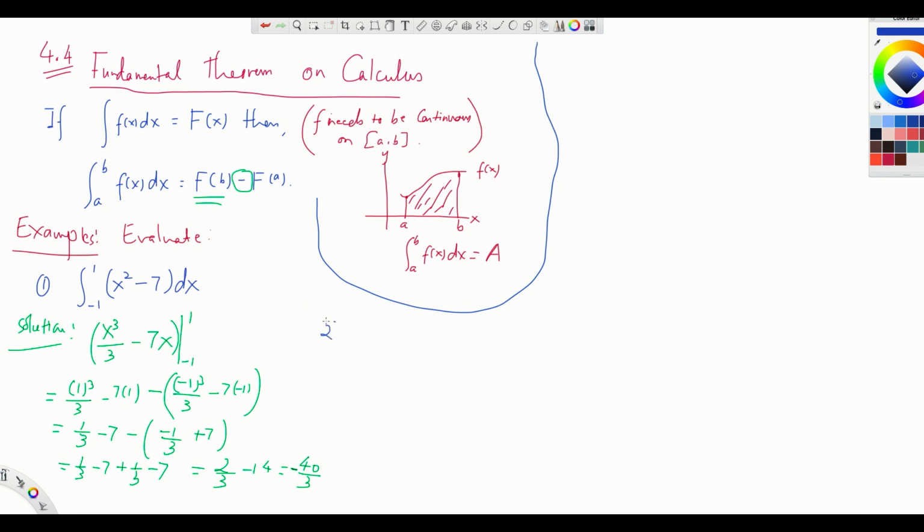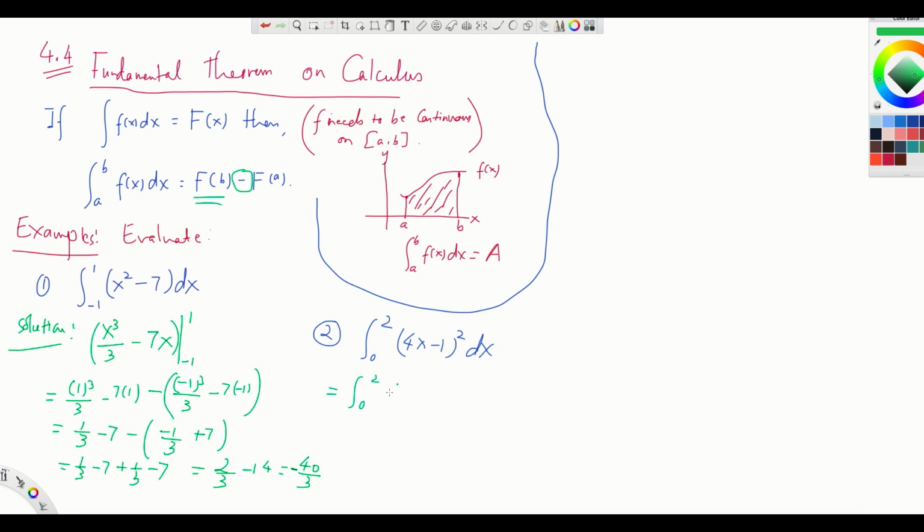Let me do example number 2. I want to do this as the question: the integral from 0 to 2 of (4x minus 1) squared dx. I want to do this example for you guys. Okay, so how do I do this? Before I find the integral, I have to simplify this. This is like 4x minus 1 times 4x minus 1, right?